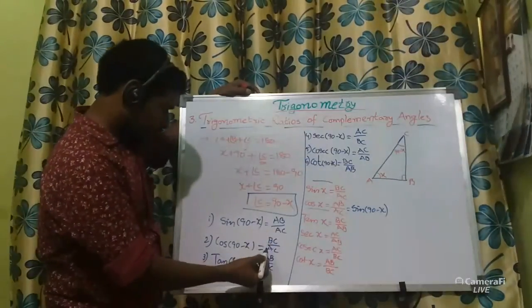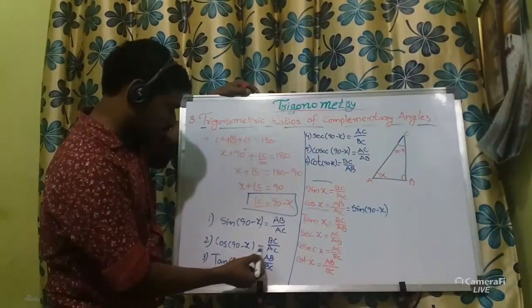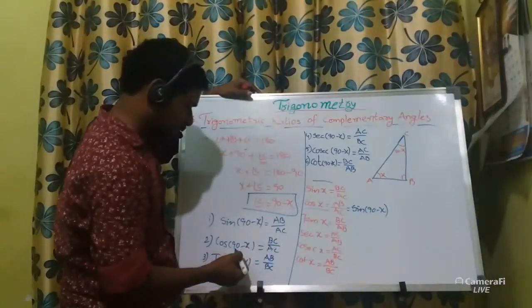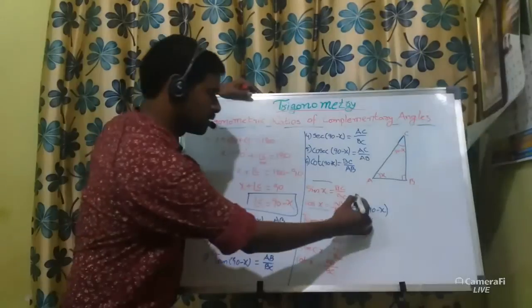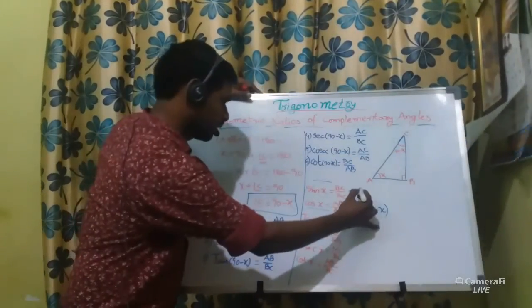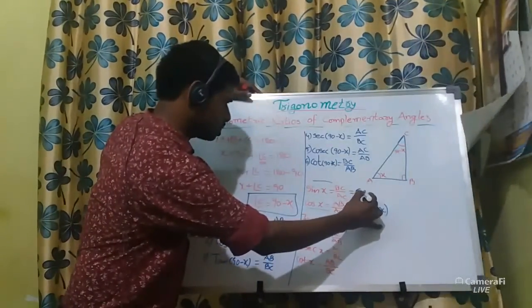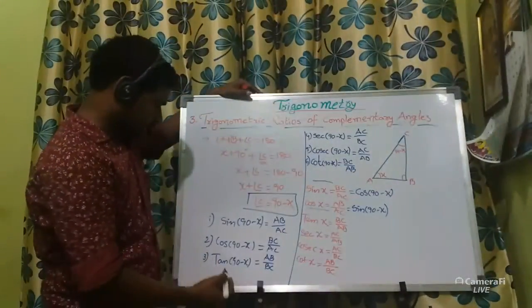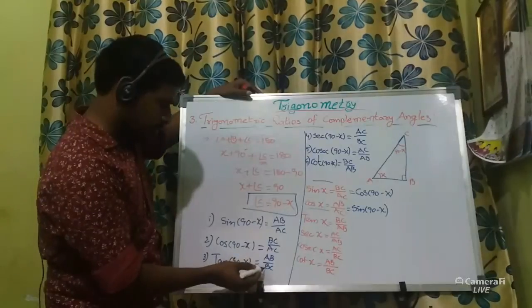Next one, cos 90 minus x is equal to BC by AC. Here is sin x, BC by AC. So cos 90 minus x is equal to sin x. Next one, tan 90 minus x is AB by BC.